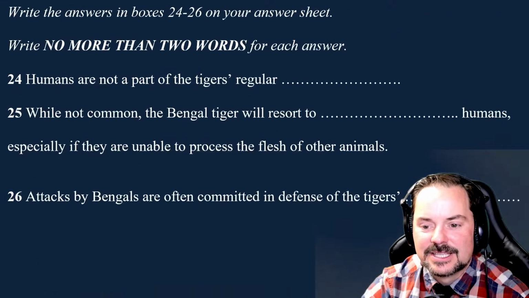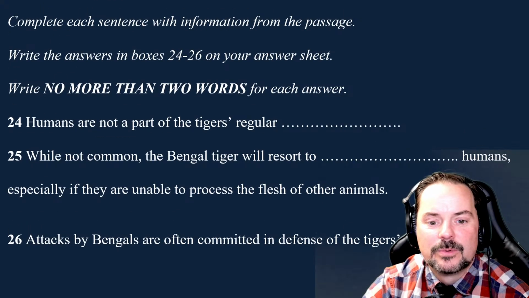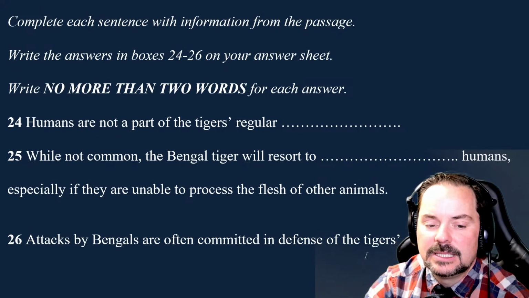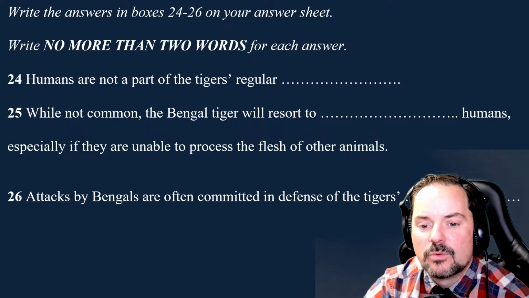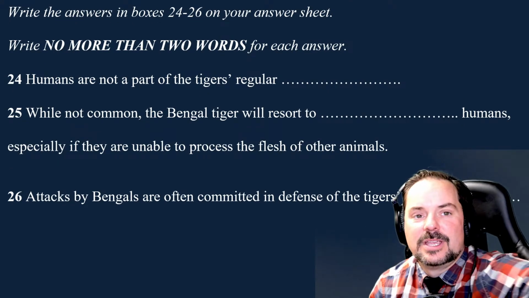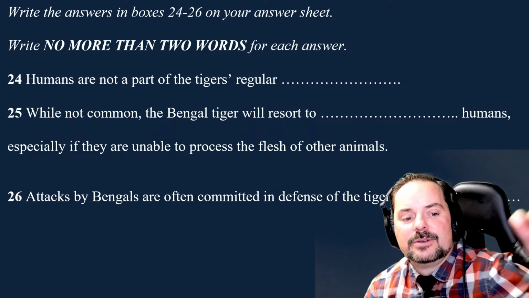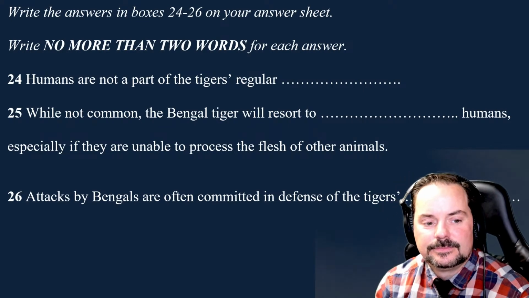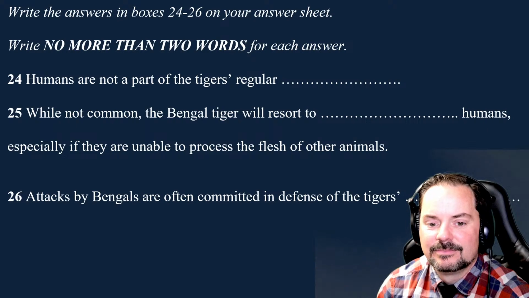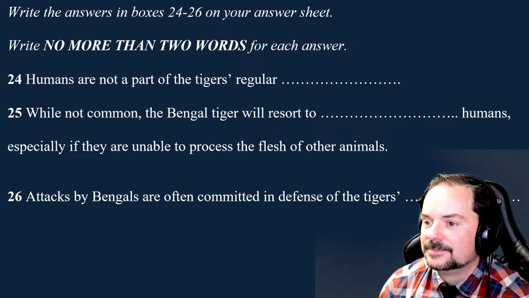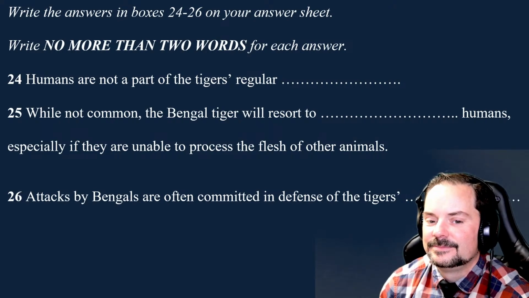Awesome. Let's finish up this reading passage. Here we go. We're going to do the sentence completion questions here. You should see number 24 coming up on the screen pretty quick here. When you see 24, go ahead and read that for me. Humans are not a part of the tiger's regular. What do you think? Regular what? I think it's diet.